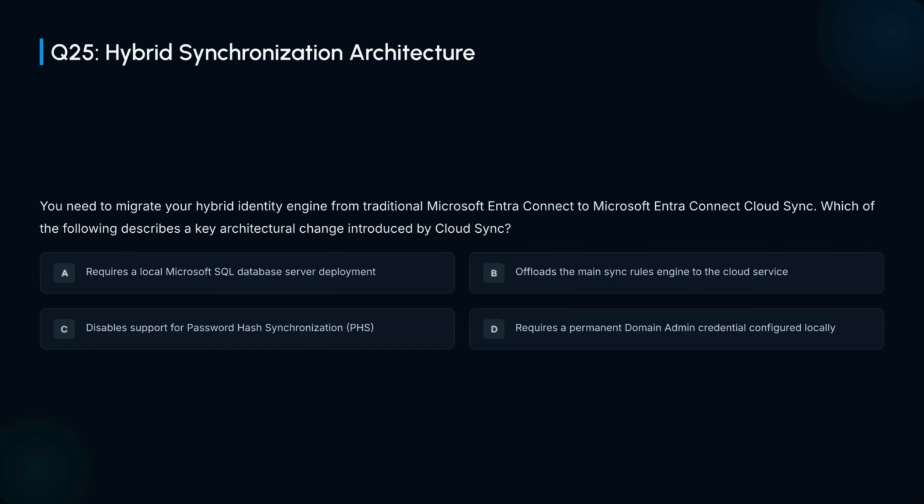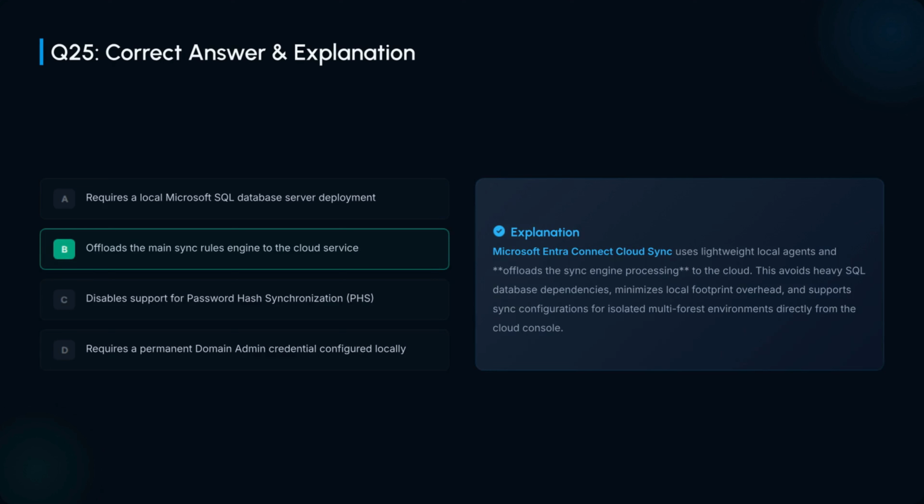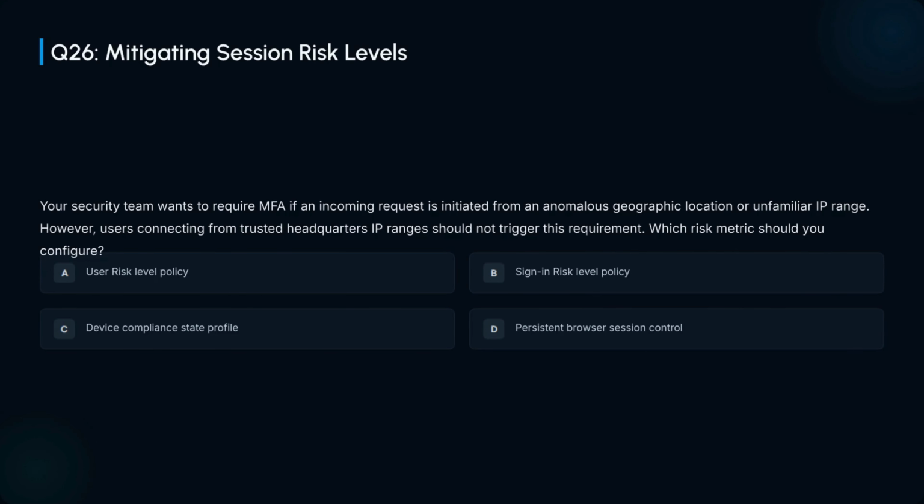Q25. When migrating from traditional Microsoft Entra Connect to Cloud Sync, which of the following describes a key architectural change introduced by Cloud Sync? The correct answer is B, offloads the main sync rules engine to the cloud service. Cloud Sync uses lightweight agents and offloads the sync engine processing to the cloud, minimizing local dependencies and supporting multi-forest environments.